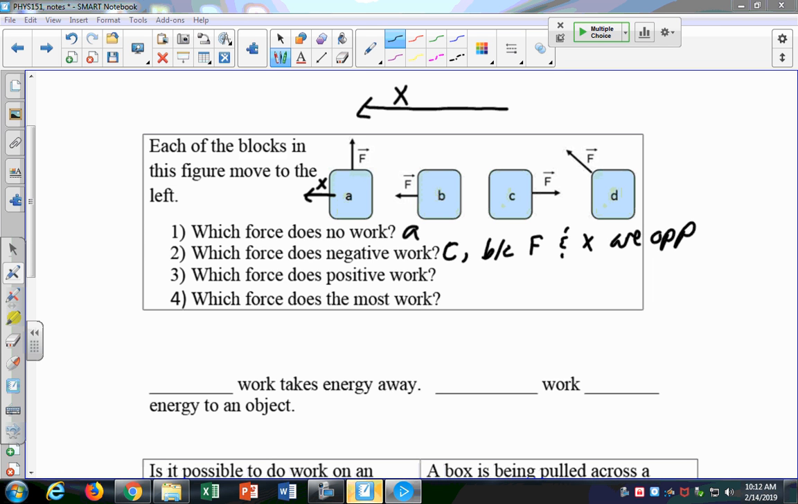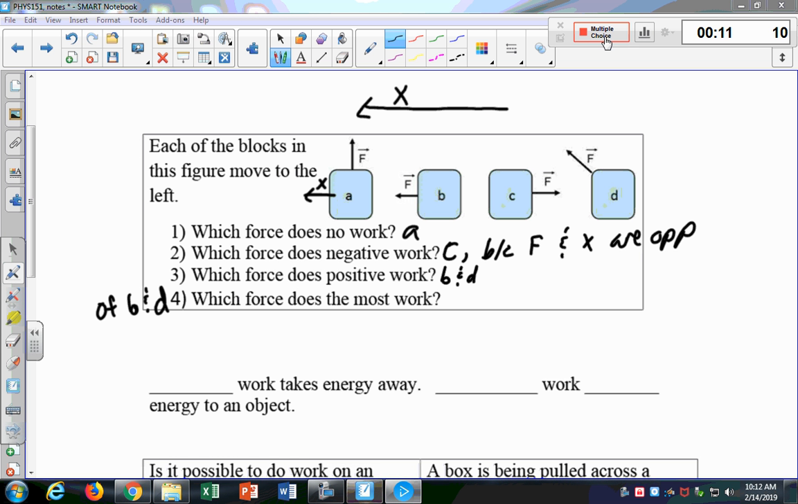I'm not going to show you 3 or 4. I'll tell you what they are. But 3 actually has 2 answers, right? What are the answers for 3? B and D both do positive work. B and D. And of those, let's do number 4. So of B and D, which of those do the most work?